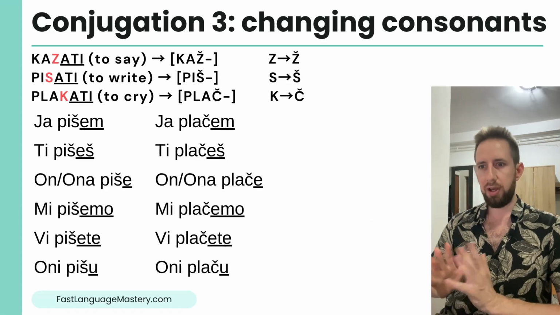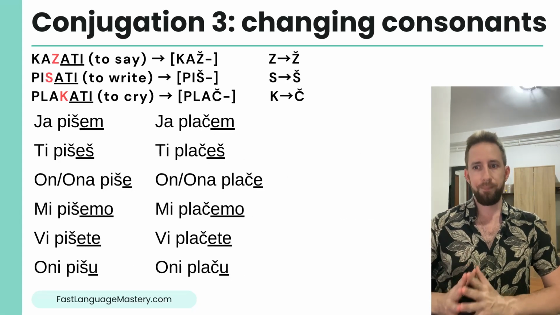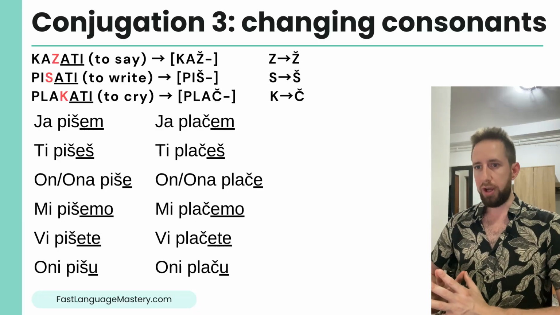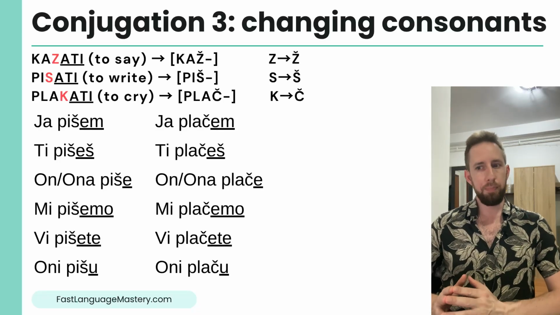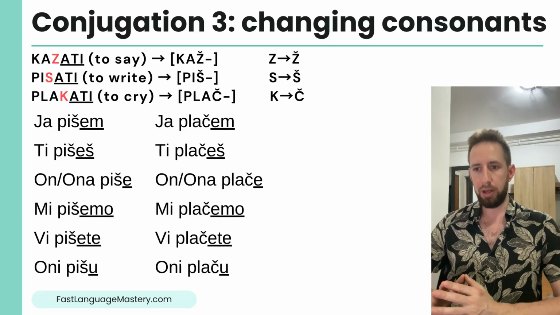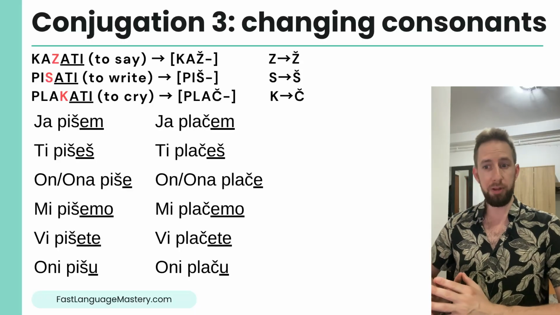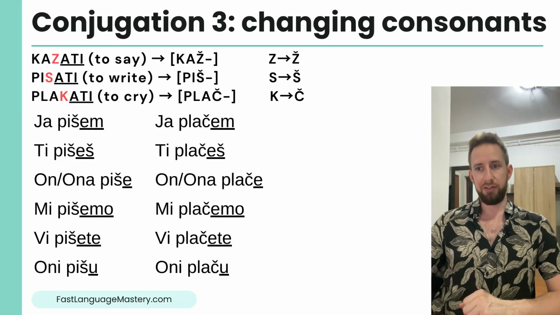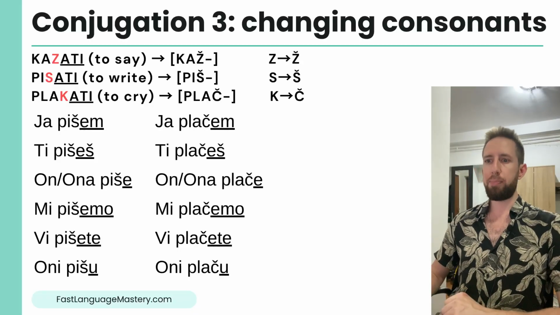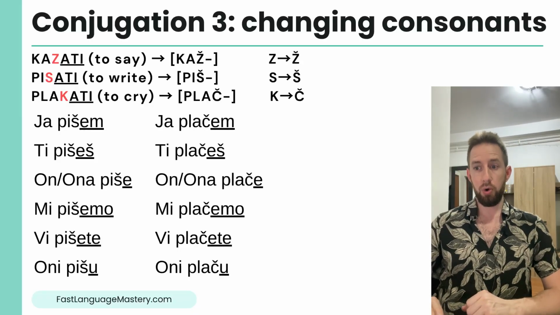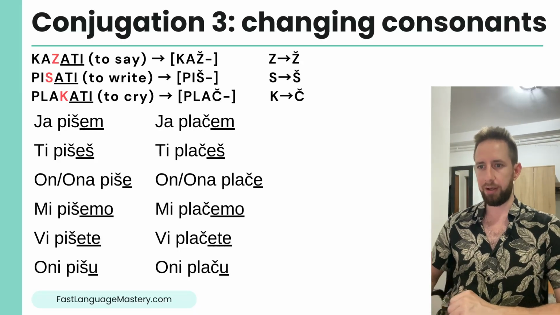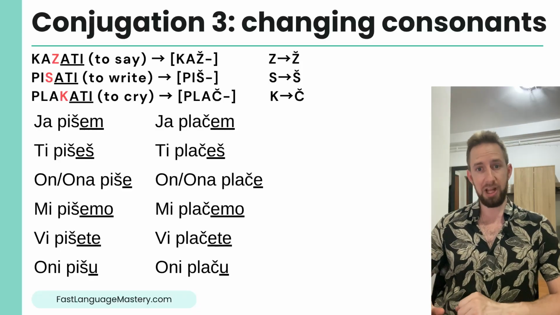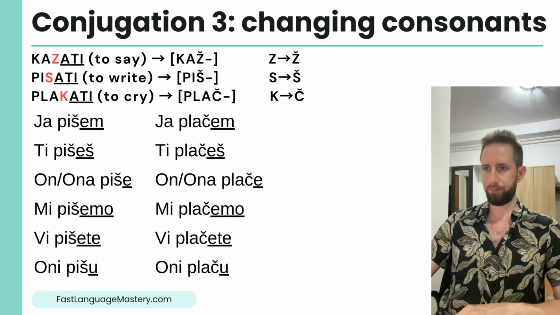Now let's conjugate these two other verbs. Pisati, to write. Ja pišem, ti pišeš, on piše, ona piše, mi pišemo, vi pišete, oni pišu. Plakati, to cry. Ja plačem, ti plačeš, on plače, ona plače, mi plačemo, vi plačete, oni plaču.